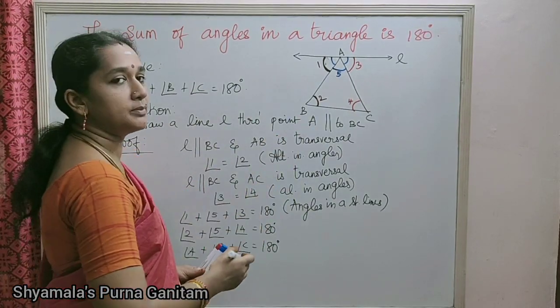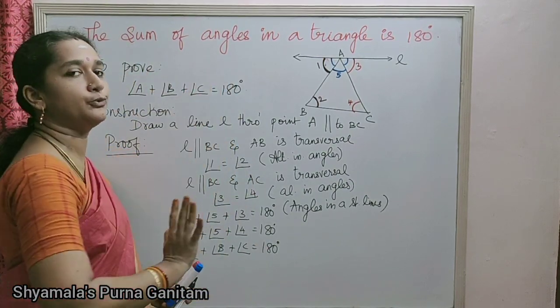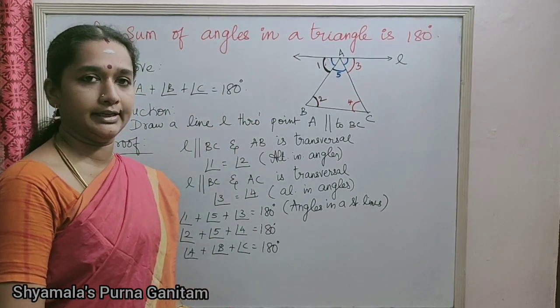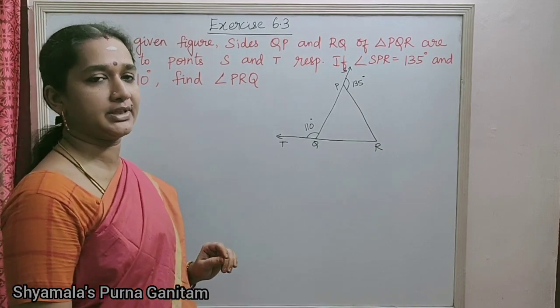Those angles form the interior angles of a triangle. So this is the proof for the sum. That is, the sum of angles in a triangle is 180 degrees. Okay. Exercise 6.3, first sum.